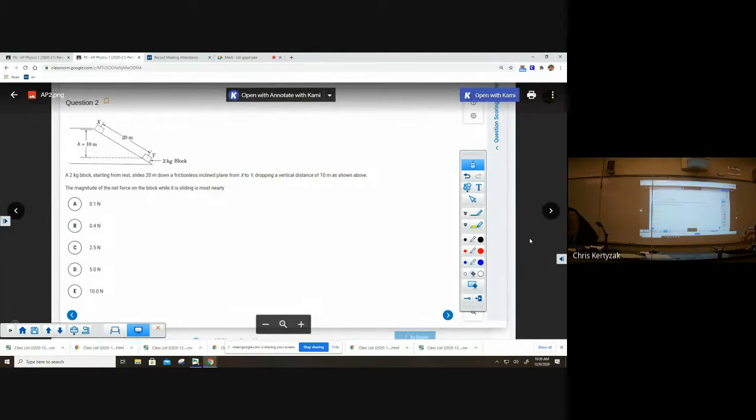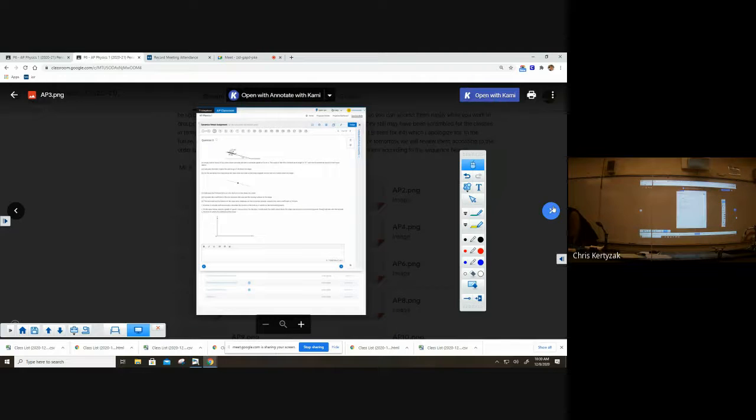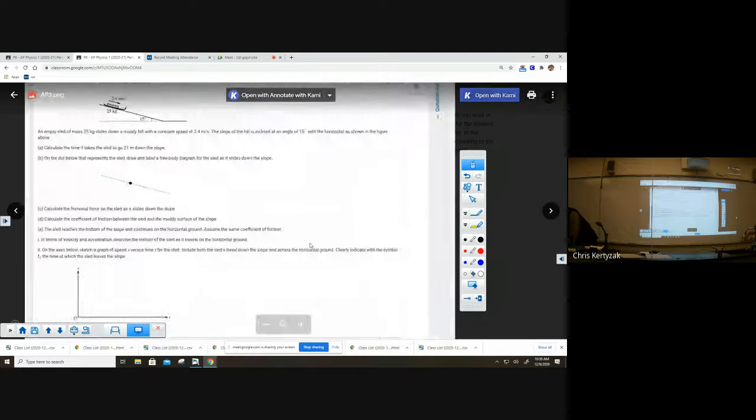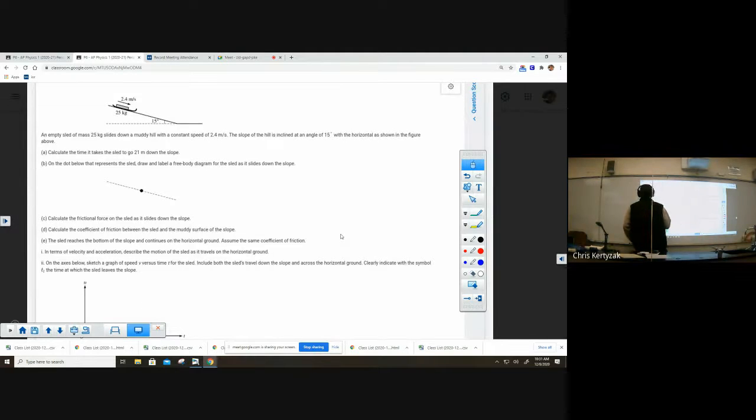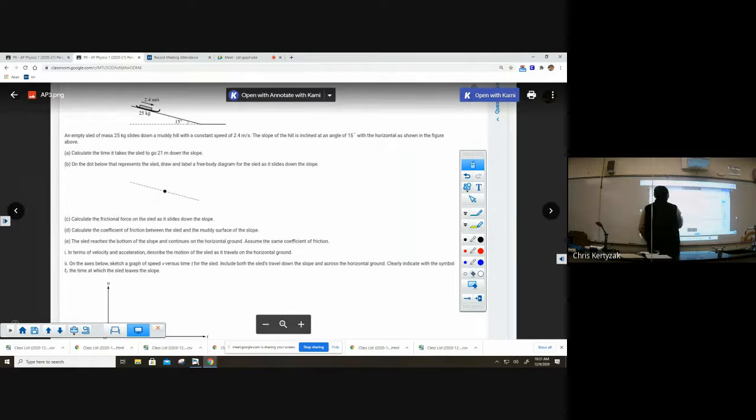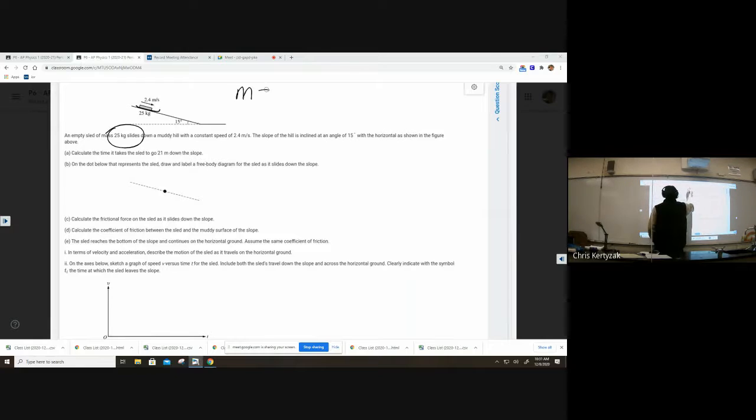Next question would be this one here. So the free response question I'll go over now. It says a sled is sliding that has a mass of 25 kilograms. So that's the first thing I can write down, is sliding down a hill with a constant speed of 2.4 meters per second.